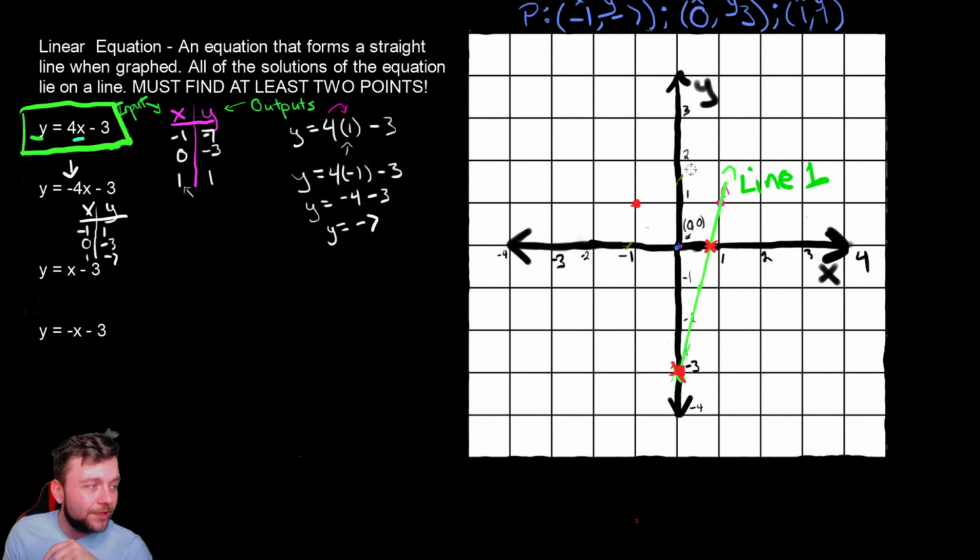-1 and 1 is here. And then a 0, -3. So 0 and then -3 is right here. So it crosses the y-axis at the same point. And then 1, -7. So it's way down here.